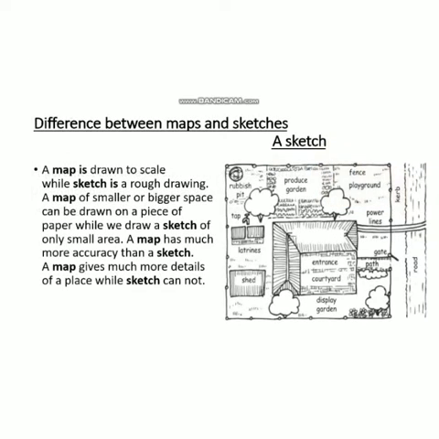Difference between maps and sketches. A map is drawn to scale, while a sketch is a rough drawing. A map of a smaller or bigger space can be drawn on a piece of paper, while we draw a sketch of only a small area. A map has much more accuracy than a sketch. A map gives much more detail of a place, while a sketch cannot. In simple words, we can say that while a map is an accurate representation of an area, a sketch is a rough representation of an area, drawn only to give a general sense of some features of the area.